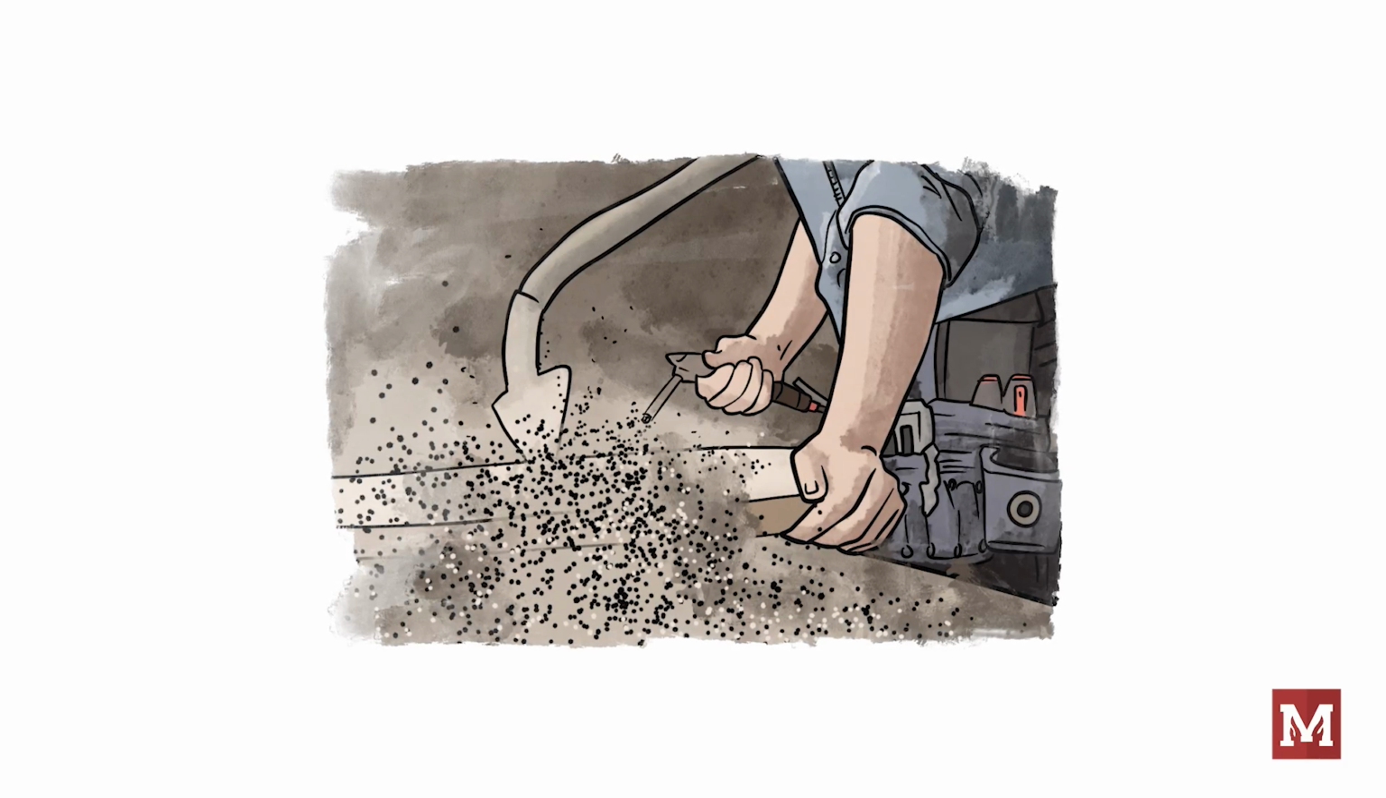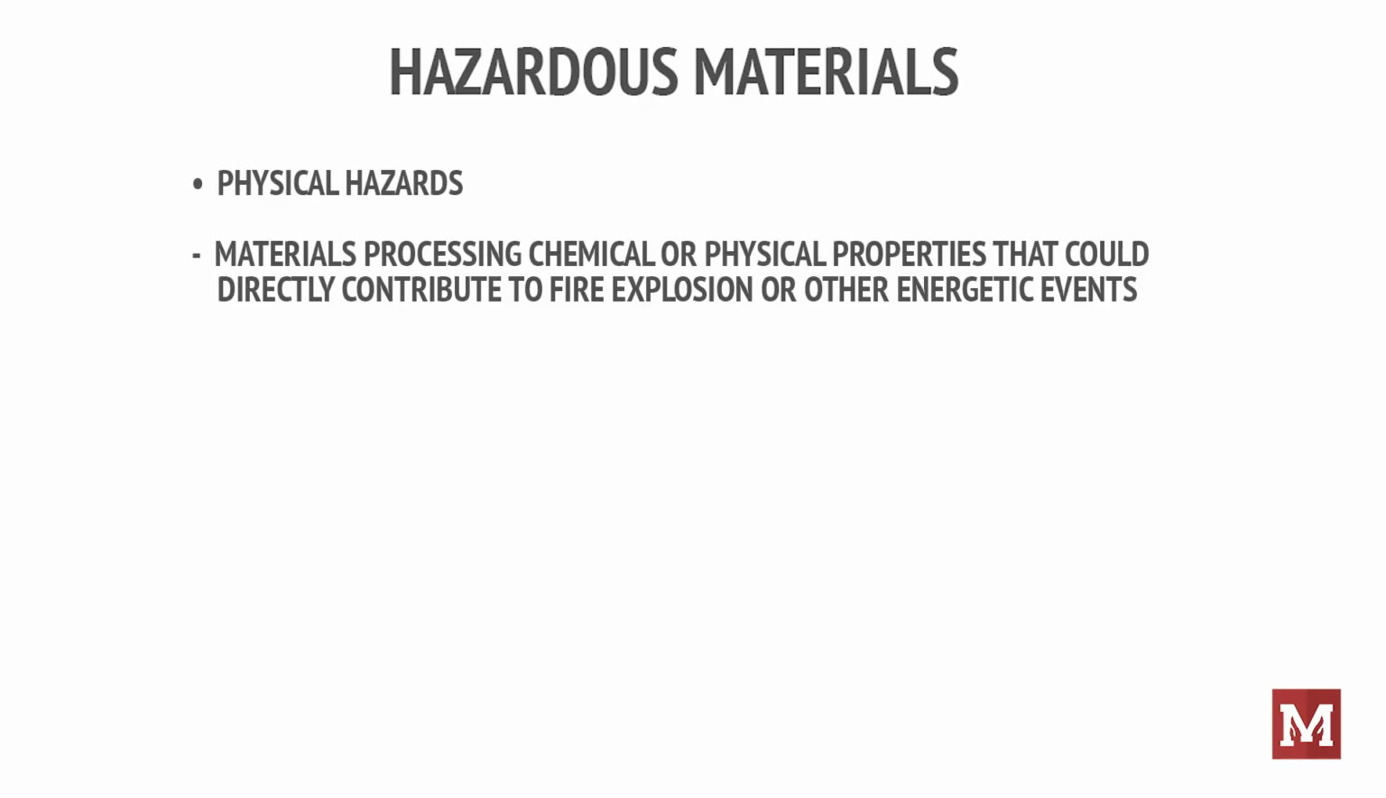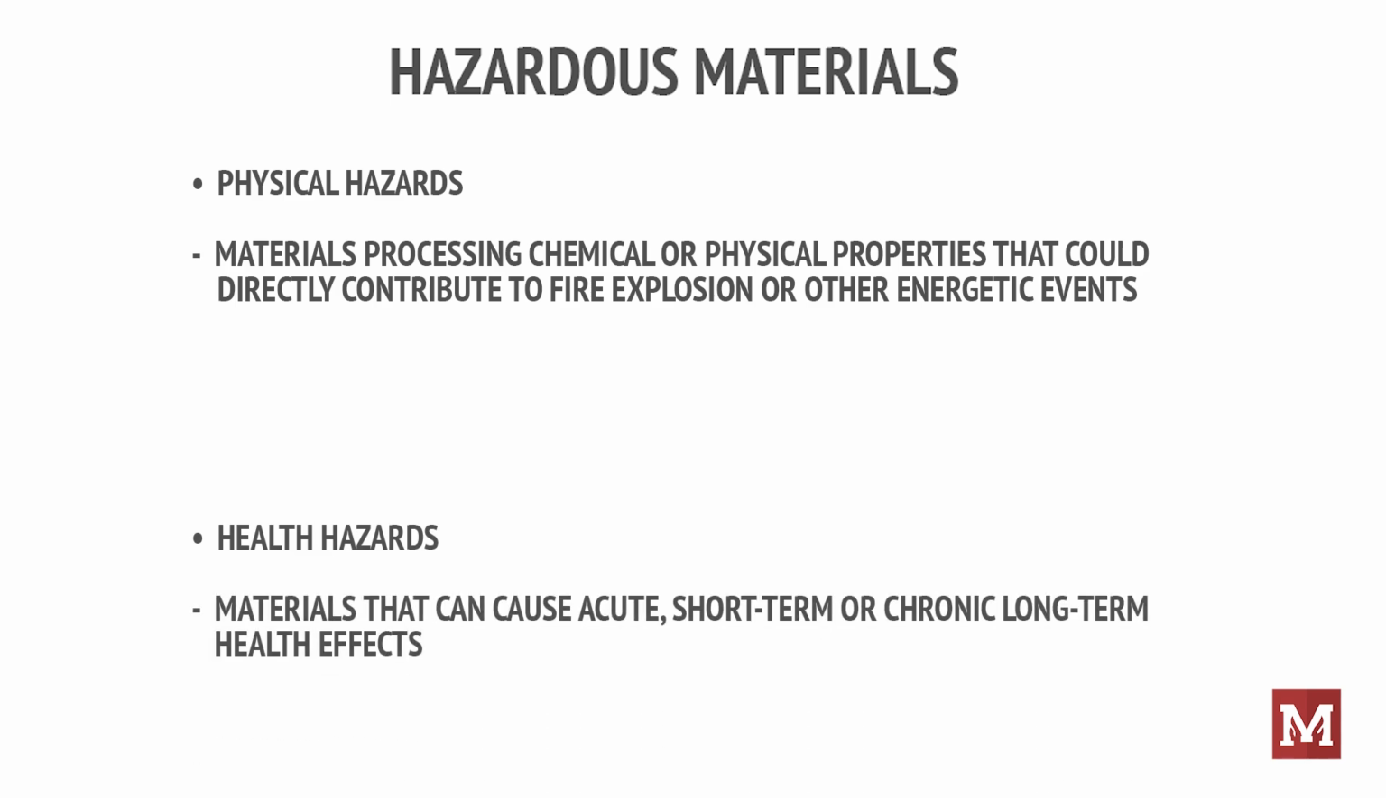the combustible dust hazard. We defined what hazardous materials are and found out that they are broken into two categories: physical hazards, which involve materials possessing chemical or physical properties that could directly contribute to fire, explosion, or other energetic events posing a threat to people or property, while health hazards are materials that can cause acute short-term or chronic long-term health effects in exposed individuals.